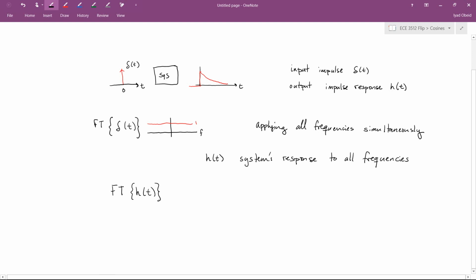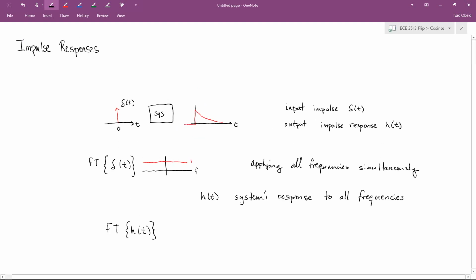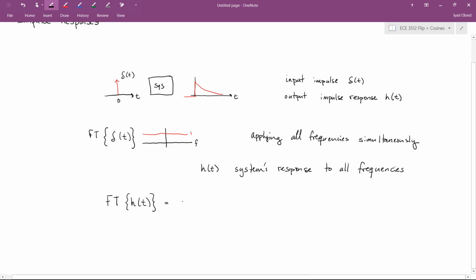Well, it turns out that if the impulse response is the system's response to all frequencies, then what you should get is the Fourier transform H of j omega, the transfer function. This relationship will always be the case because they're essentially telling you the same thing. h of t is the system's response to all frequencies, and H of j omega is also the system's response to all frequencies. It's just that one way you're getting that information in the time domain, and in another way you're getting that information in the frequency domain.